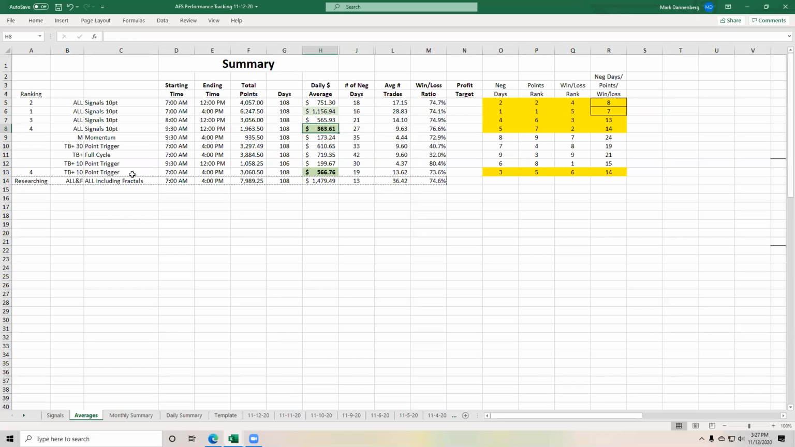And the other category that we're tracking, which is our trend bias and trend continuation signals only, not trading consensus and not trading momentum, trading from 7 to 4, is averaging $566 per contract. So again, a multiple of those, to whatever degree you want to increase the number of contracts you're trading. And those are some really solid numbers.